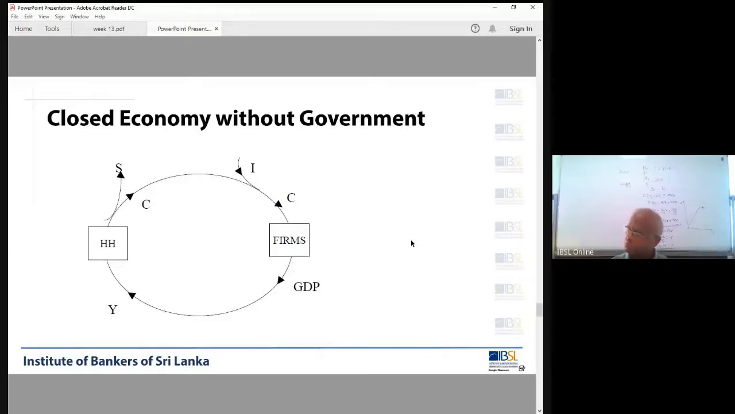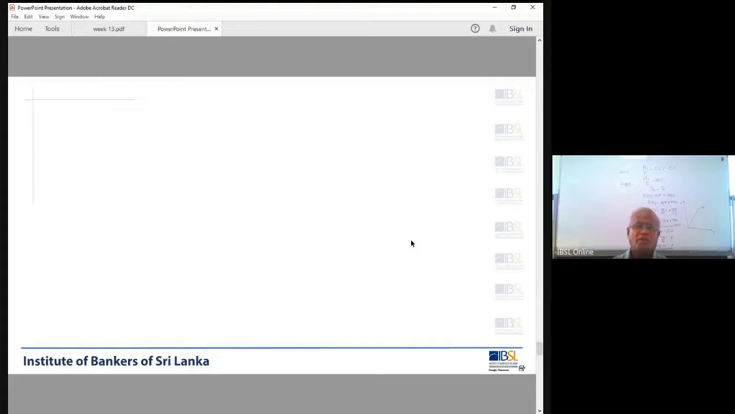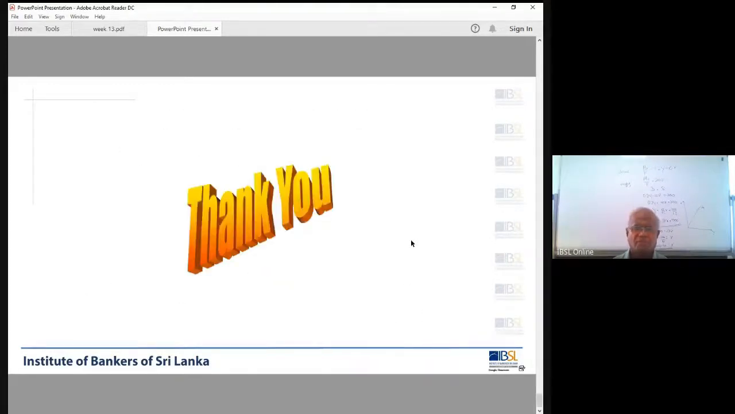For the LM curve, there are only two equations, the same in every model: demand for money and supply of money. So deriving the LM curve for other models is the same and very simple. But for the IS curve, you have the extended version of the aggregate demand function, the national expenditure function. Next week we are going to discuss the closed economy with government, then the open economy model.